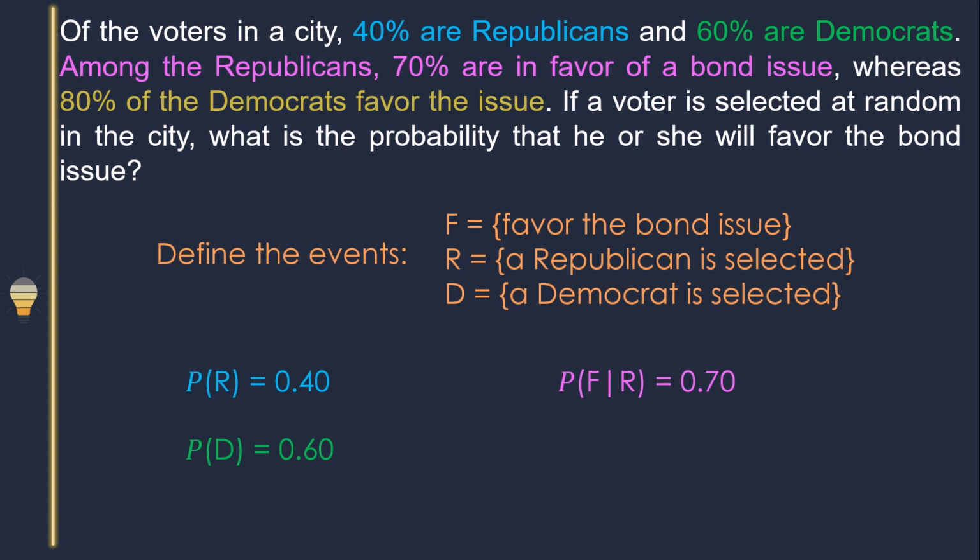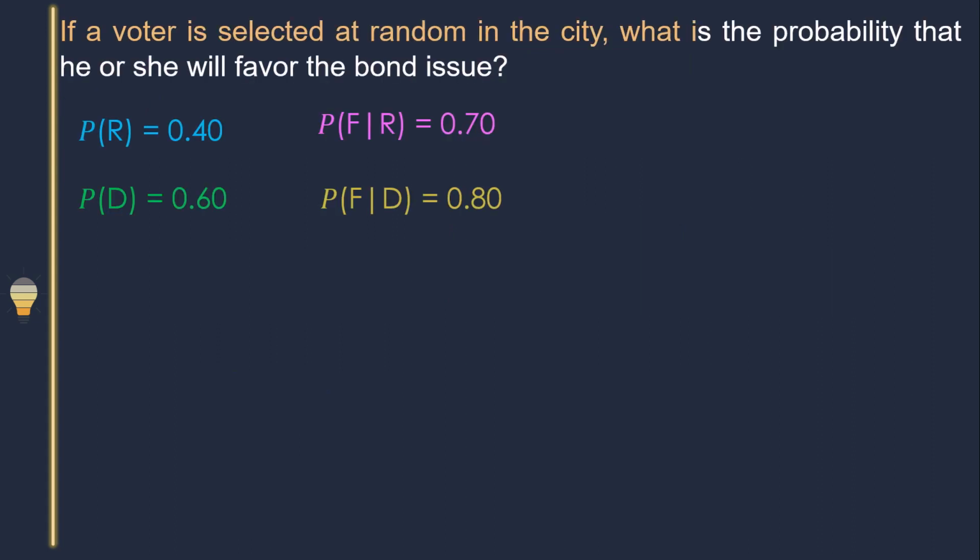Similarly, next one, 80% of the Democrats favor the issue. Right. Here 80% we talk about Democrats, not Republicans, only Democrats. They are favor, right? So therefore probability of favor given Democrat is 0.8. Now go to the question. If a voter is selected at random in the city, what is the probability that he or she will favor the bond issue? Right. Asking probability of favor. That means probability of F.